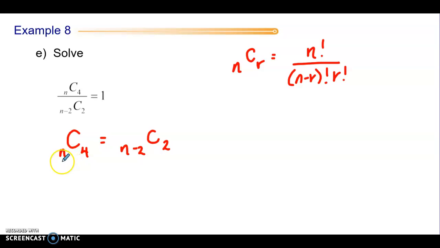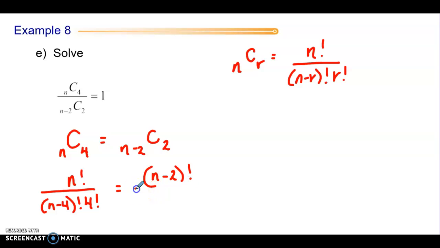So this is the same as solving the equation n C 4 equals n minus 2 C 2. Plugging each of those into our combination formula, we have n factorial divided by n minus 4 factorial times 4 factorial equals n minus 2 factorial divided by n minus 2 minus 2 factorial times 2 factorial.